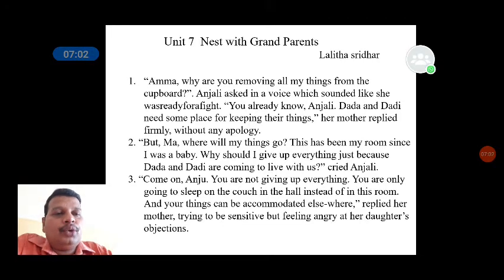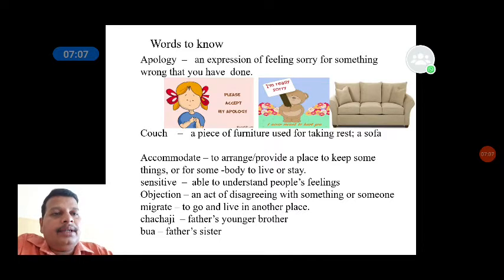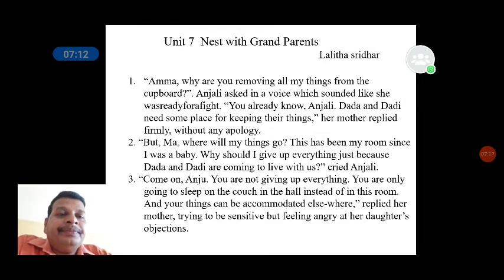Okay. After that I will show some pictures. Observe, here some couch is here. Couch means sofa. Just take rest on the couch instead of in this room, and your things can be accommodated elsewhere. Elsewhere means in another place. Please keep your things in another place, replied her mother, trying to be sensitive but feeling angry at her daughter's objections.